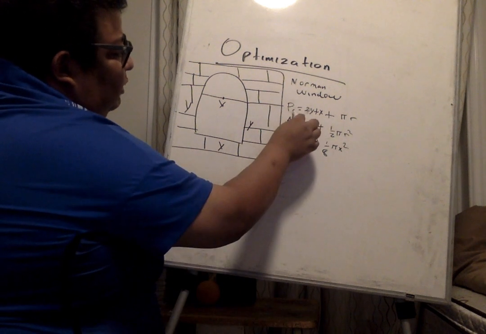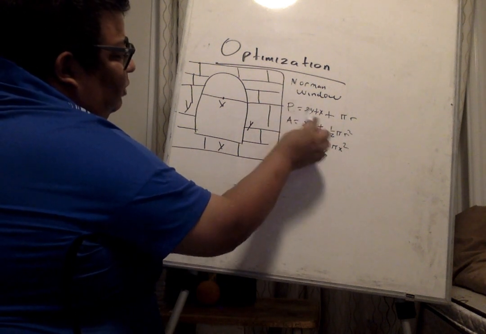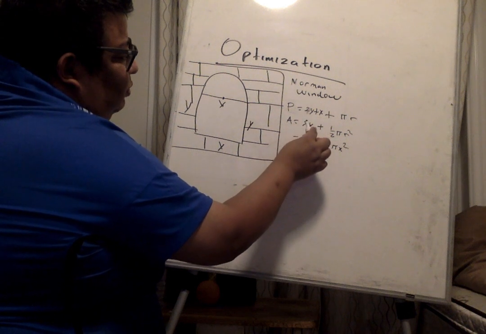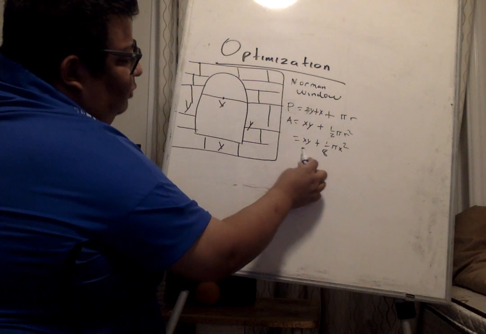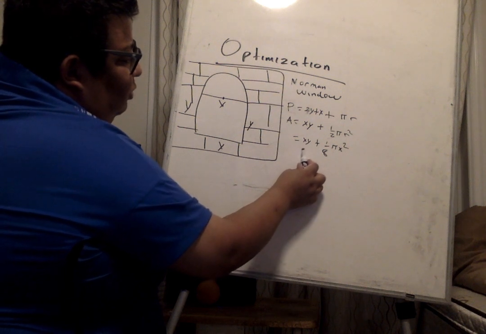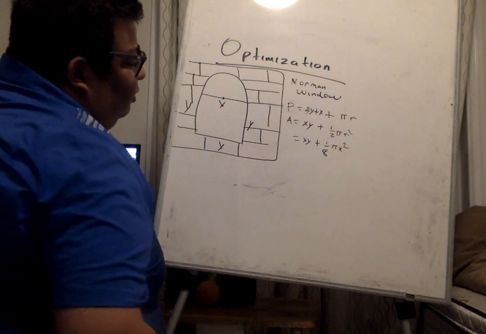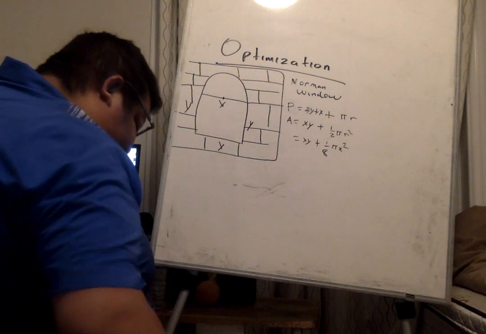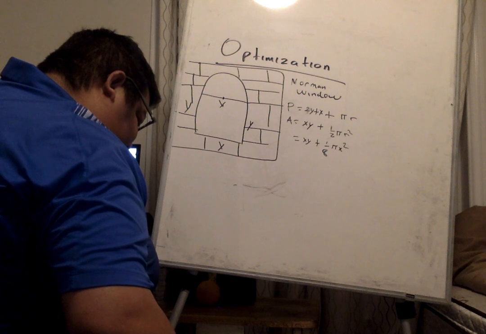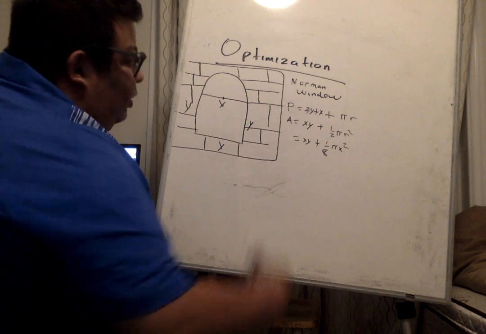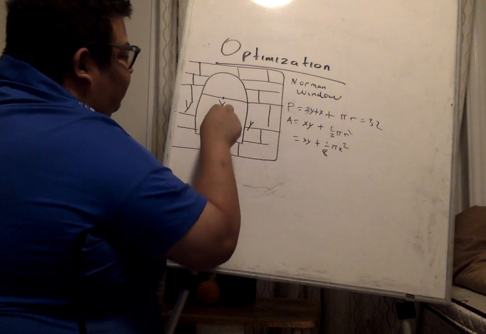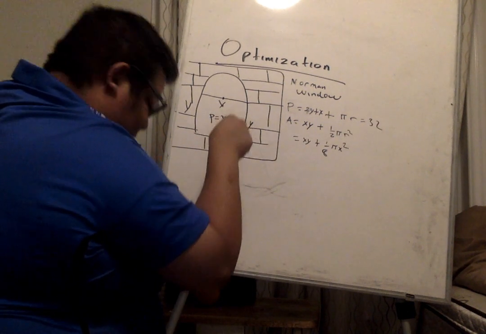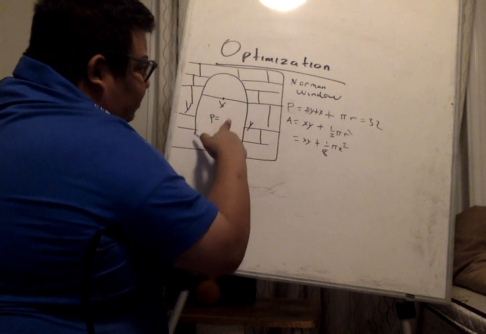Now we're doing the optimization. We're going to solve for a variable, plug it in here, and then we're gonna optimize it. We know that the perimeter has to equal 16 feet, so that is given.